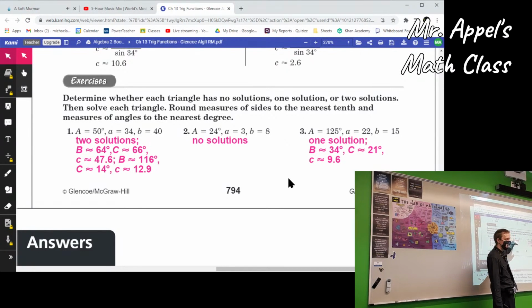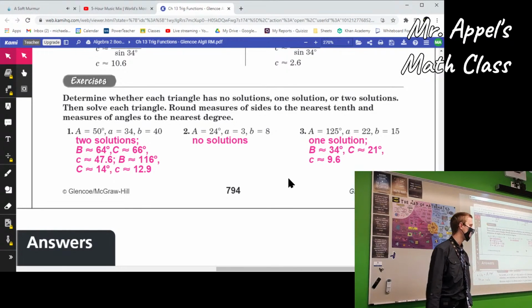A is acute. So yes, A is already less than B, but that's not enough to tell me it's no solution. I do need to check B sine A. So sine of 24 times 8. How does that compare to 3? Yes, it is still too small.